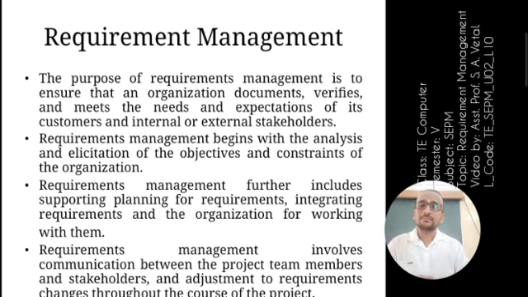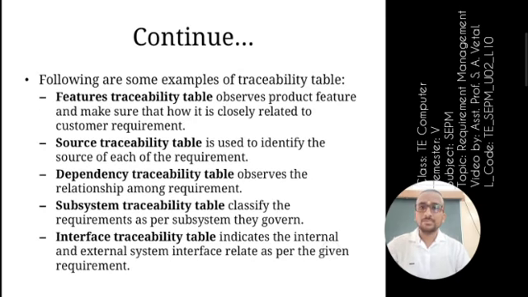We can do the same thing with the help of this software engineering concept. With the help of requirement management, we can ensure that all the needs and expectations of customers and internal and external stakeholders are met by your software. Okay, so this is requirement management.